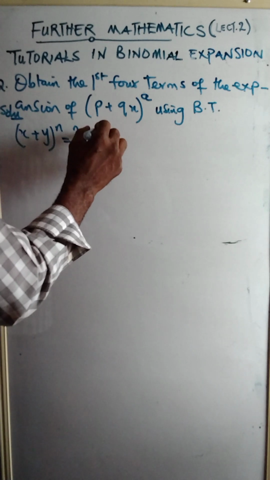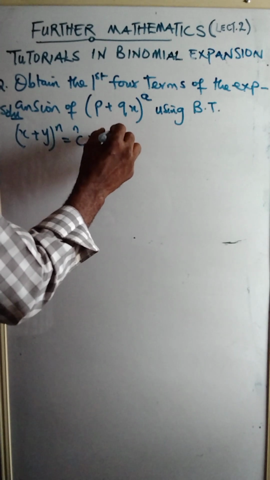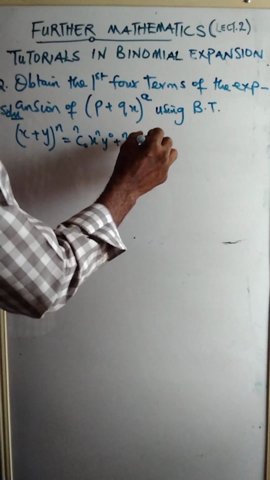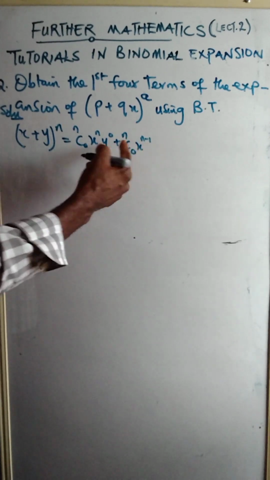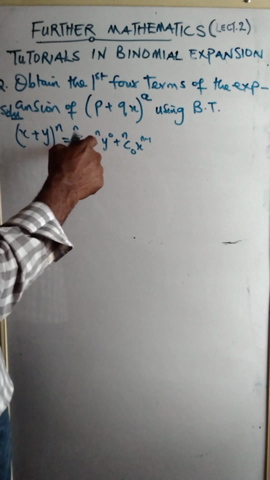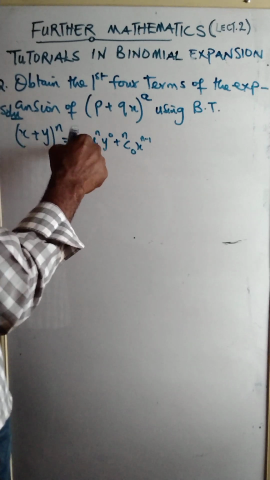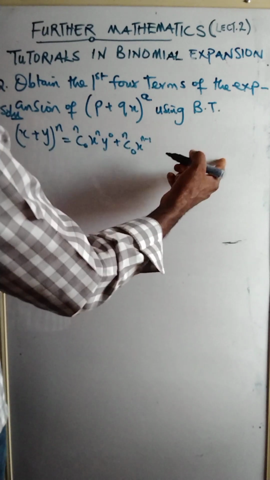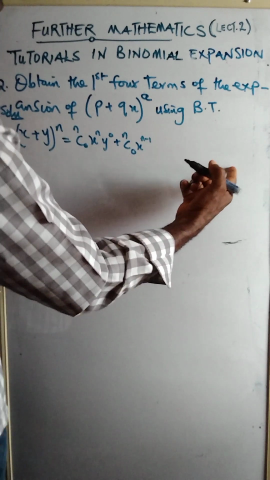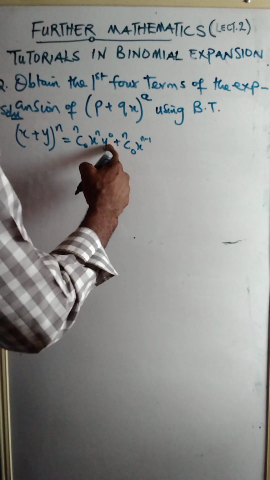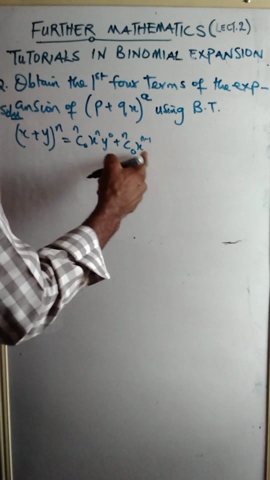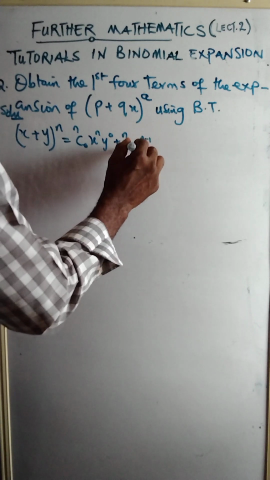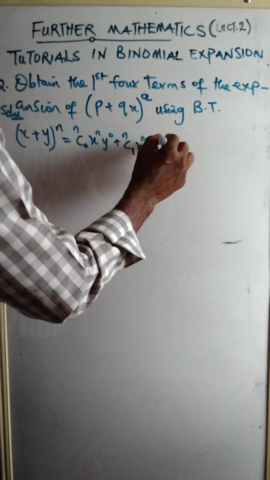We have x raised to power n, y raised to power 0, plus n combination 1, x raised to power n minus 1, the power reduces by 1. The trend is that as the powers of x are decreasing as the terms increase, the powers of y are increasing starting from 0. So the next one, sorry, it's going to be combination 1, then y raised to power 1.